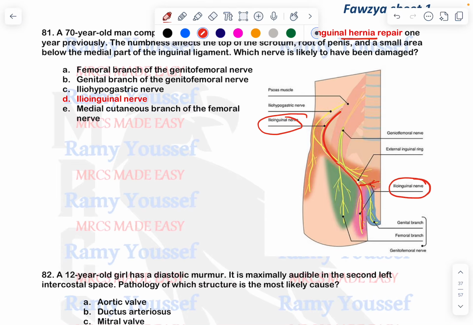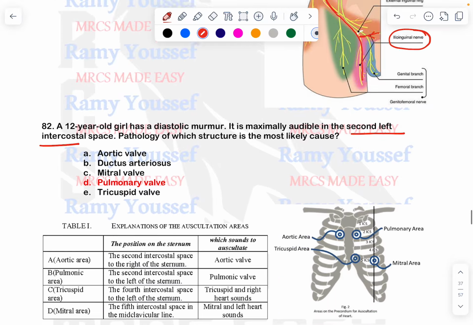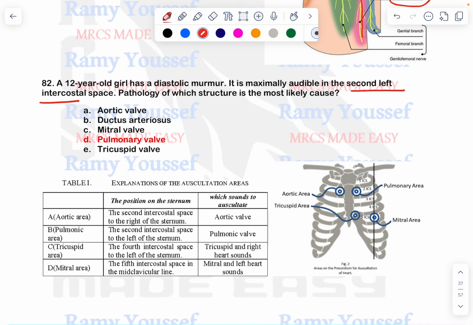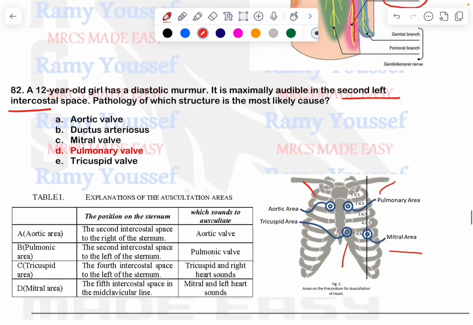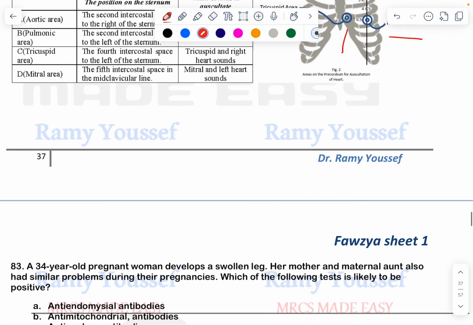A 12-year-old girl has a diastolic murmur, maximally audible in the second left intercostal space. Second left is pulmonary, right is aortic. So second left pulmonary, right aortic, tricuspid on the right and mitral on the left. Aortic here, pulmonary above, near the apex it is mitral, and by the side of the sternum is tricuspid. This picture is important for heart sounds and murmurs.